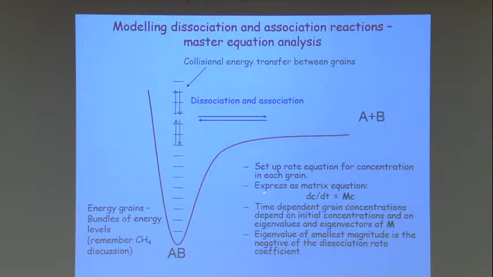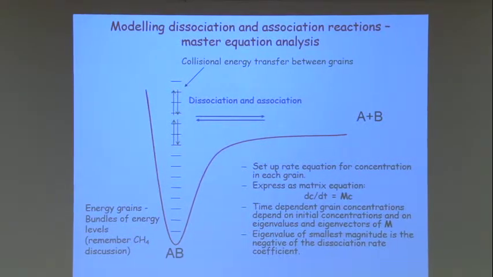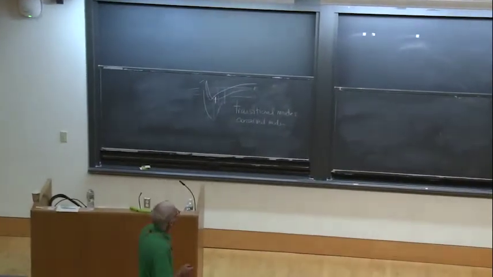The time-dependent grain concentrations depend upon the initial concentrations and upon the eigenvalues and eigenvectors of this matrix M. And it turns out that the eigenvalue of smallest magnitude, they're all negative, these eigenvalues, but if we take the eigenvalue of smallest magnitude, then that turns out to be equal to minus the rate constant for the system. And smallest absolute magnitude. Small absolute magnitude, yeah.